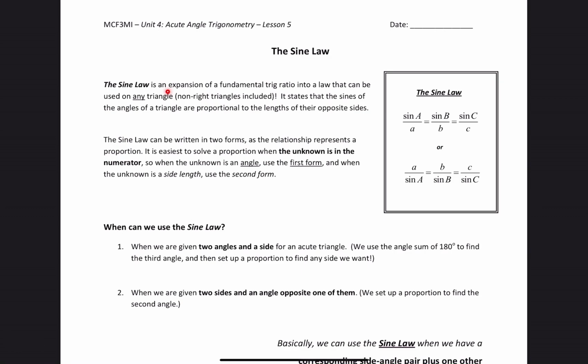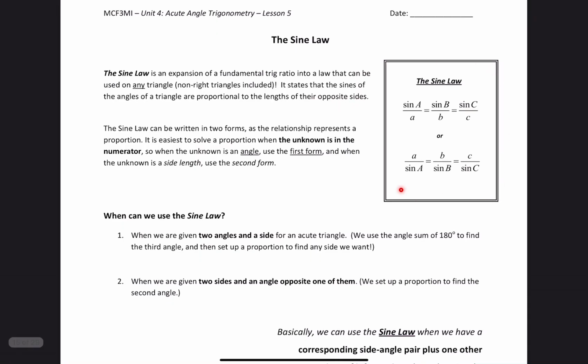So the sine law is an expansion of a fundamental trig ratio into a law that can be used on any triangle, non-right triangles included. It states that the sines of the angles of a triangle are proportional to the lengths of their opposite sides. So on the right here, we have the sine law, and you'll notice that it can be written in two different ways. And this is because it represents a proportion. So it means that there's some sort of relationship between the angle and its opposite lengths. And this relationship is the same for all sides and all angles.